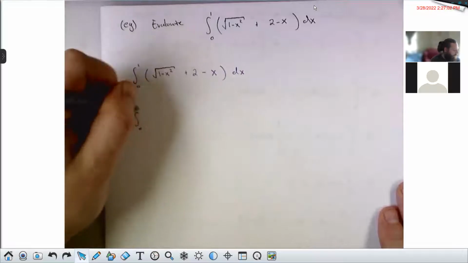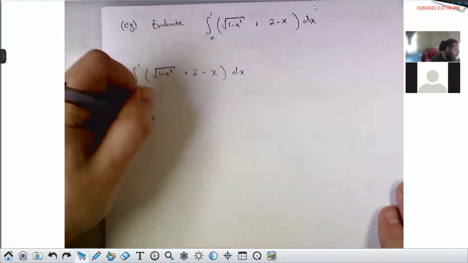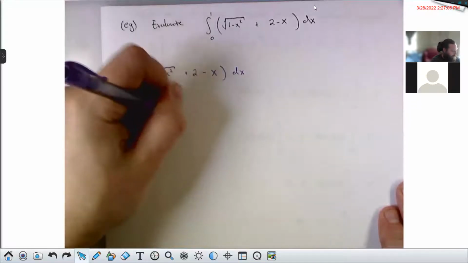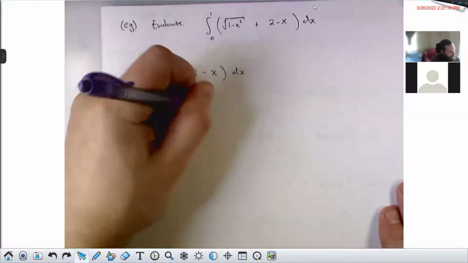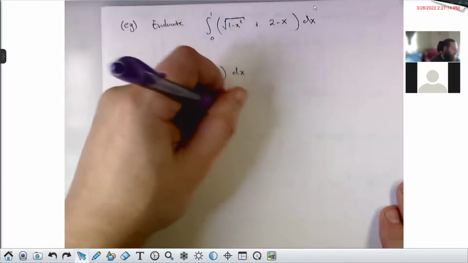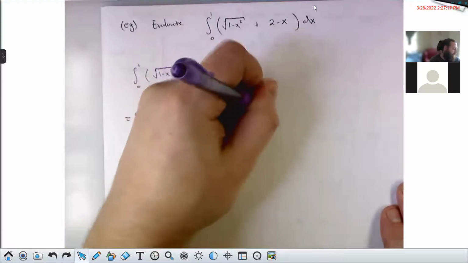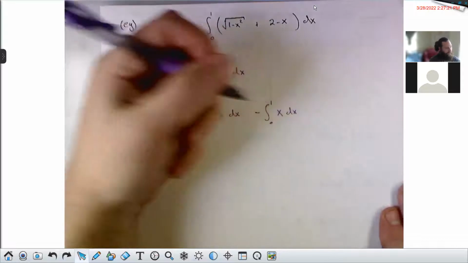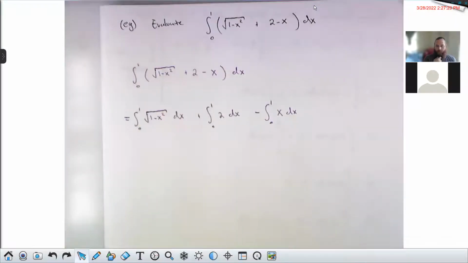as the integral from 0 to 1 of that square root plus the integral from 0 to 1 of 2 minus the integral from 0 to 1 of x, then each of these I can calculate pretty easily using geometry or those properties we discussed.